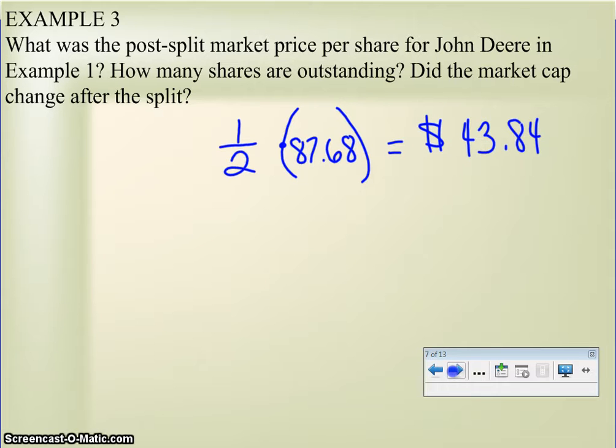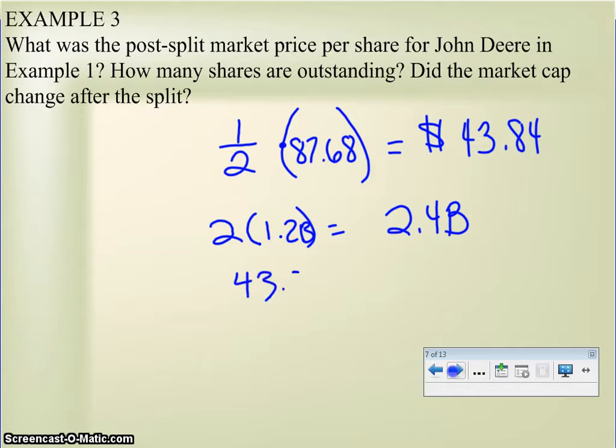Now we know for every share that we had 2 times the 1.2 billion. So we know there's 2.4 billion shares. So if we take the 43.84 and multiply that by the 2.4 billion, we find that it is at 105,216,000,000.